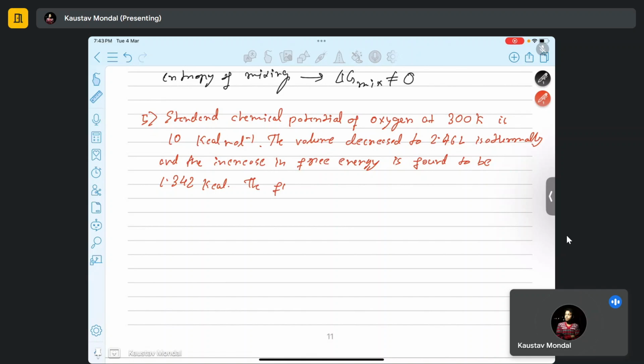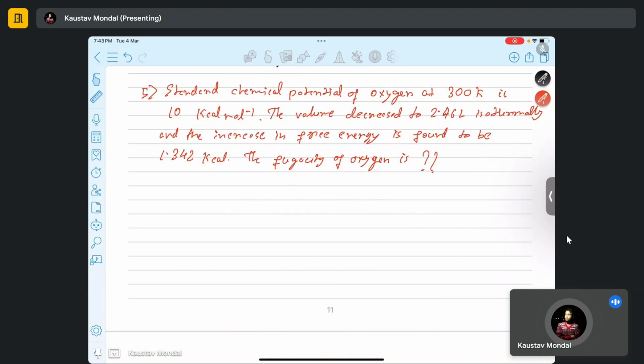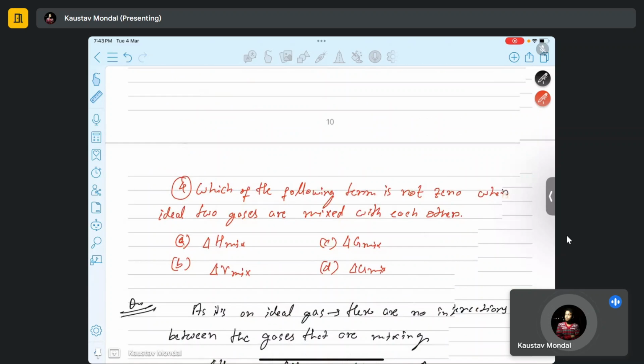The fugacity of oxygen is what? That you have to find out, okay. So let me write the possible options. Option A is 9.5, option B is 1.0, option C is 5.46, option D is 7.87. Okay, so these are the options that are given.